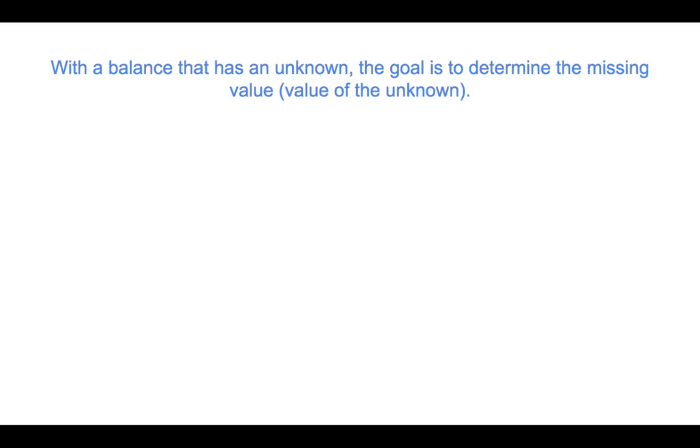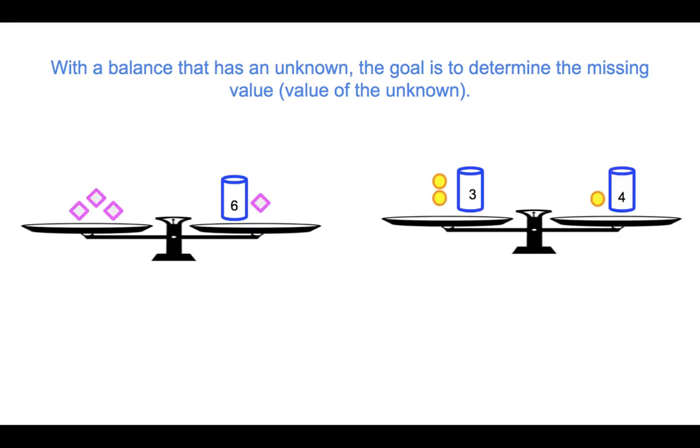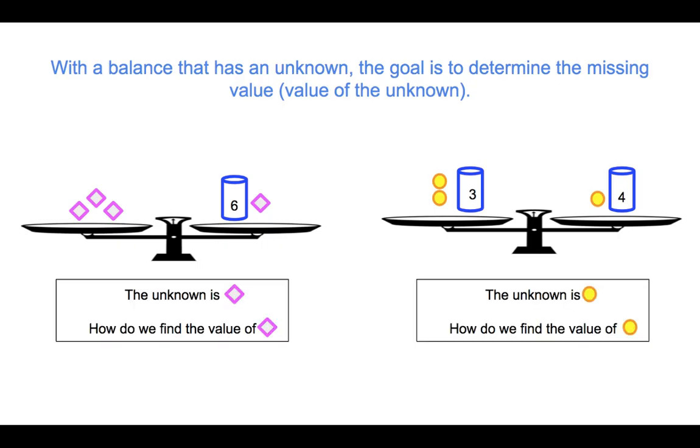So with a balance that has an unknown, the goal is to determine the missing value, which we call the value of the unknown. So here we have our two scales again, the left hand with the kites and the right hand with the circles. So the one on the left, the unknown is a kite. So we want to figure out how to find the value of one kite. The one on the right, the unknown is the circle. So we want to figure out how to find the value of one circle.